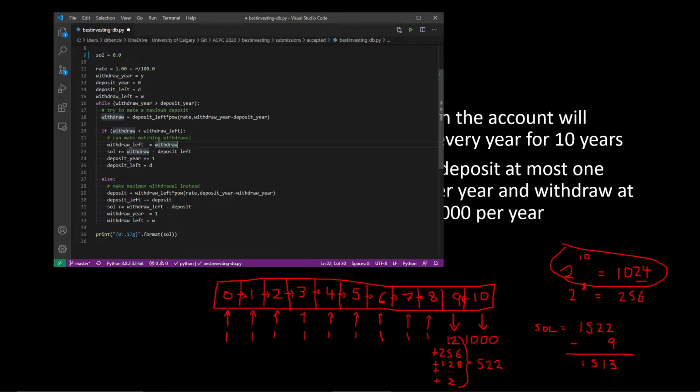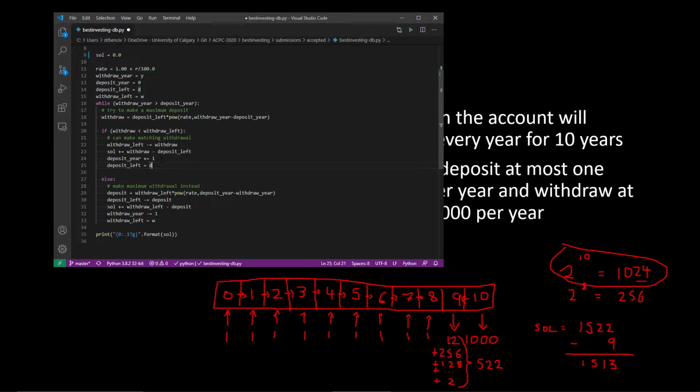It's just saying that the amount that we have left to withdraw for that year, we're going to subtract 12 in this case, and then we're going to add to the solution the amount that we withdrew, which is 12, minus deposit left, because in this case we are making a maximum deposit. In this case, we're going to be adding 12 minus 1. And then here, instead of pushing the withdraw year pointer backwards, we're going to push the deposit year pointer forwards and reset the amount that we have left to deposit.